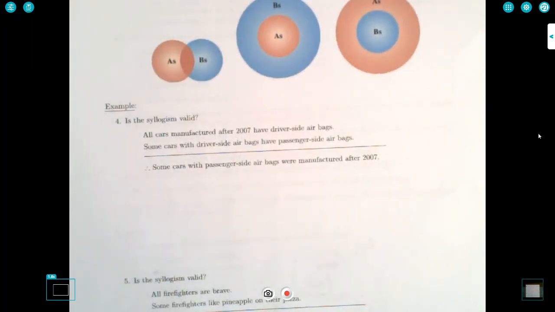This first one says, is the syllogism valid? All cars manufactured after 2007 have driver-side airbags. Some cars with driver-side airbags have passenger-side airbags. Therefore, some cars with passenger-side airbags were manufactured after 2007.